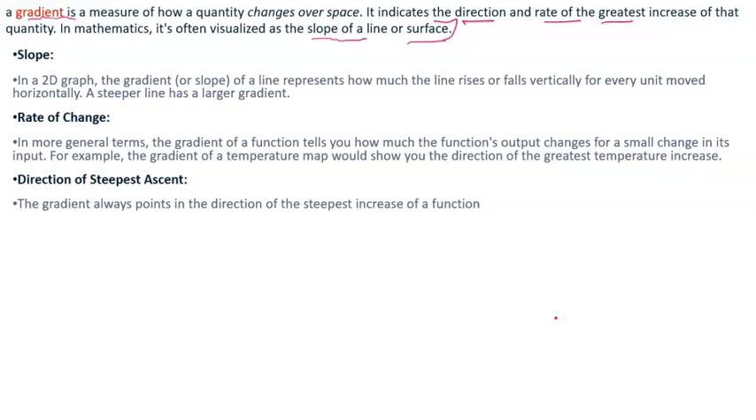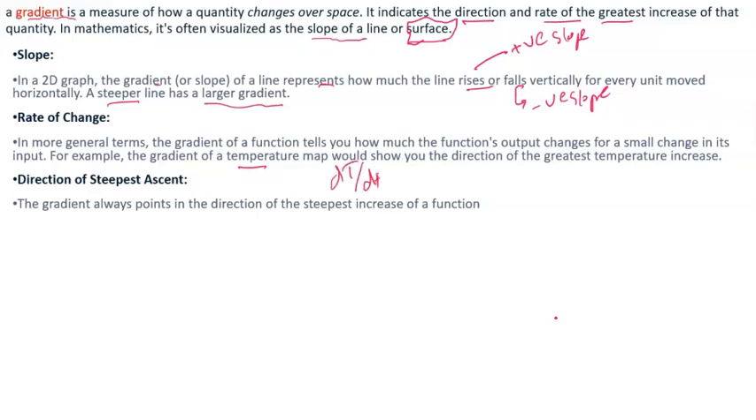In three dimensions, it will be your surface. Now, what is slope? In a 2D graph, the slope of a line represents rise or fall. A rise we call a positive slope, and a fall we call a negative slope. So this was the basic slope in the 2D field. The steeper the line, the larger the gradient. That was the concept.